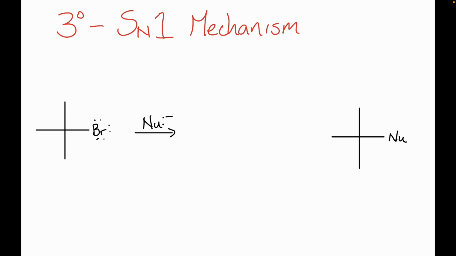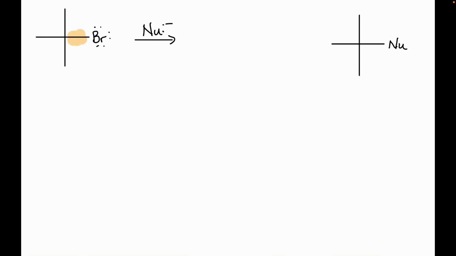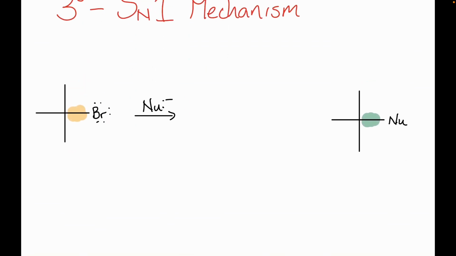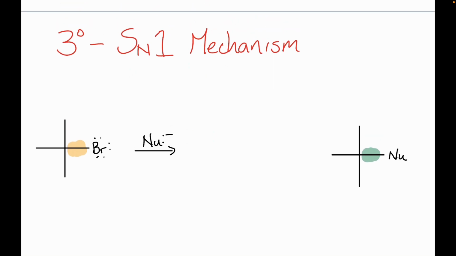All right, and what we see is pretty much the same as last time, right? I need to break a carbon halogen bond and I need to form a new carbon nucleophile bond. So how is this mechanism any different from the first one? It doesn't just happen in one step, it happens in two distinct steps. In the first step, the halogen, the leaving group, leaves, right?